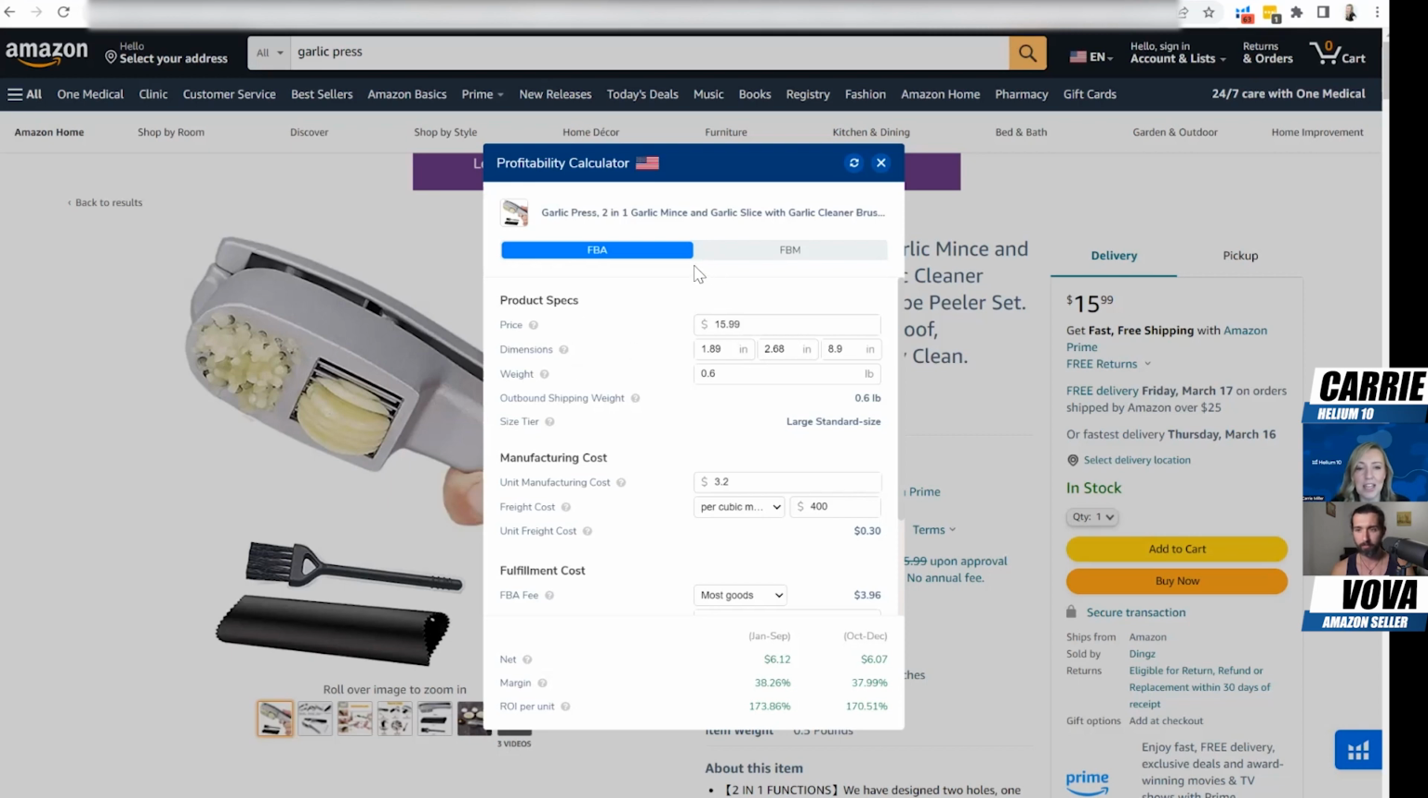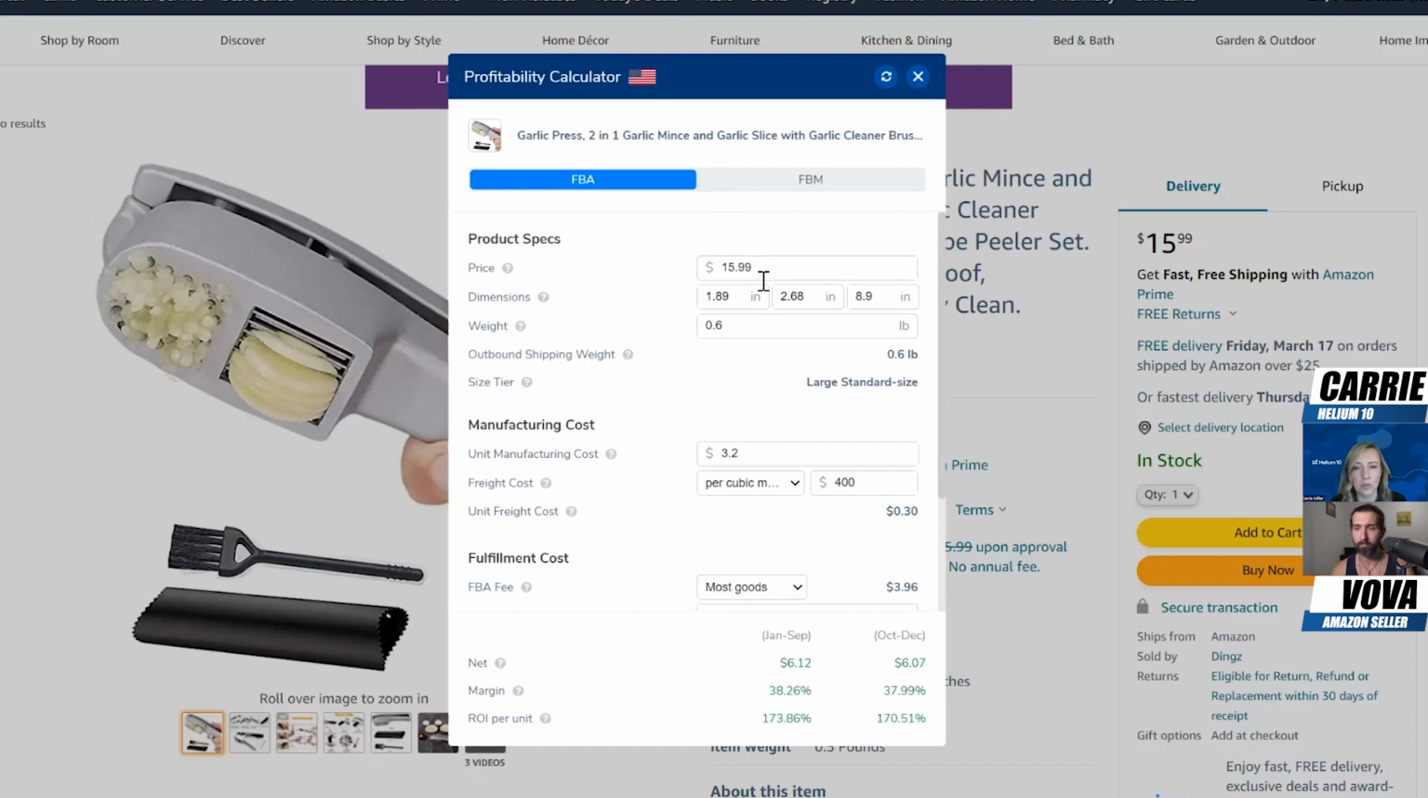So the first thing is the price. When you find a product that you want to sell that's similar to a competitor, you can pull this profitability calculator on their actual Amazon page. And so I usually will do that. You can change the price. So say maybe you're going to bundle it or you're going to do something else. You can change the price or you can keep the price there. So that is something that you can edit.